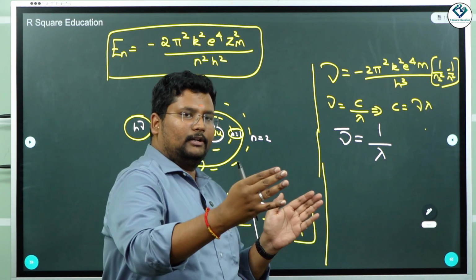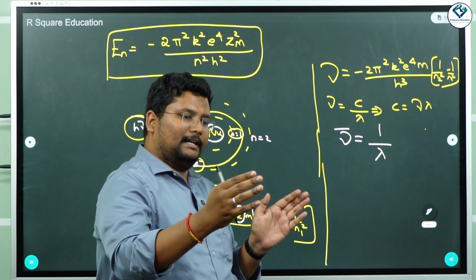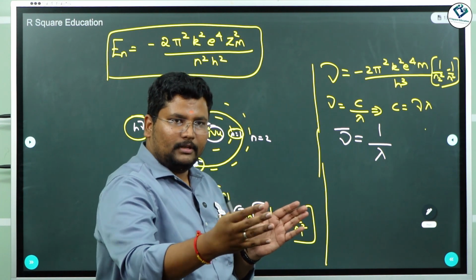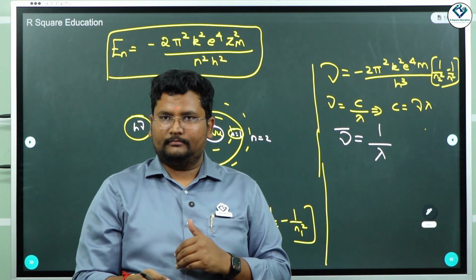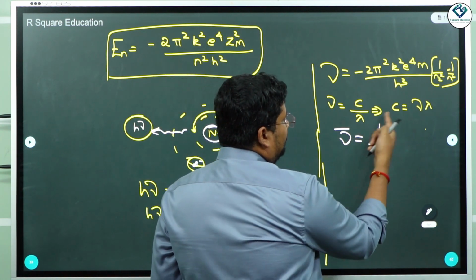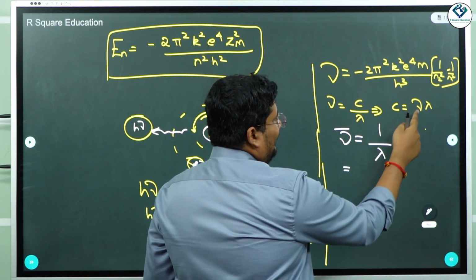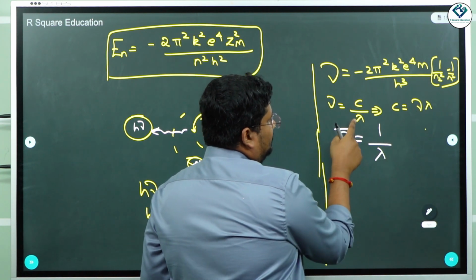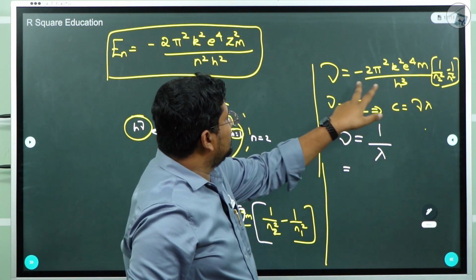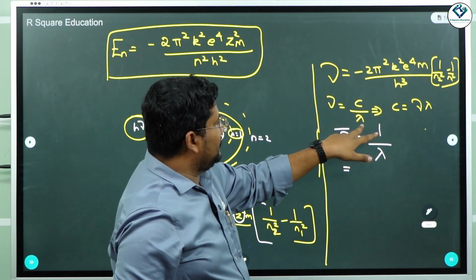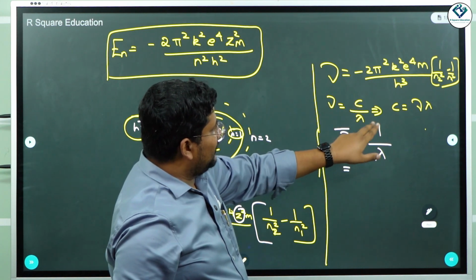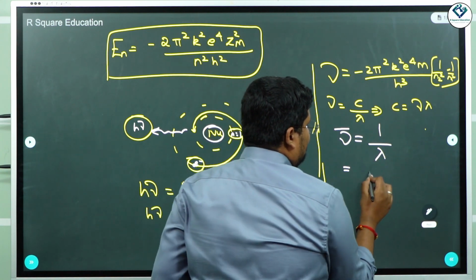Now, how many waves can I fit from here to here? If the wavelength is very large, I can only fit 2 or 3. If the wavelength is smaller, I can fit 5 or 10. Yes or no? So wave number is inversely proportional to wavelength. Yes. So nu bar is equal to 1 by lambda. Okay, 1 by lambda is c by nu, so when we substitute, nu goes to the top and we get nu by c.